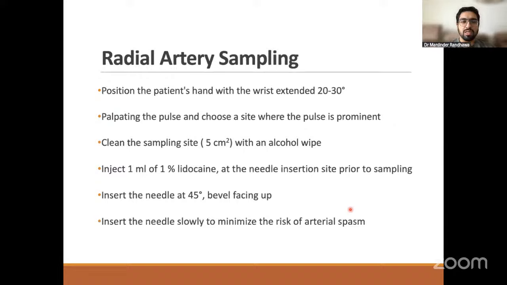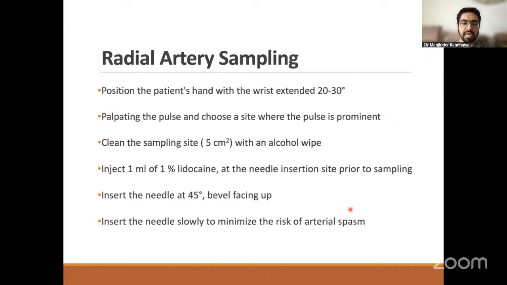So you position the patient's hand with the wrist extended a little bit, 20 to 30 degrees, not extreme extension. If you go for extreme extension, sometimes you will compress the artery and you may not get the pulsation right. So palpate and choose the site where the pulse is prominent. Clean that site, obviously, with an alcohol wipe or whatever your asepsis protocols are. Ideally, inject 1 ml of 1% lidocaine at the site so that the patient does not feel any pain.